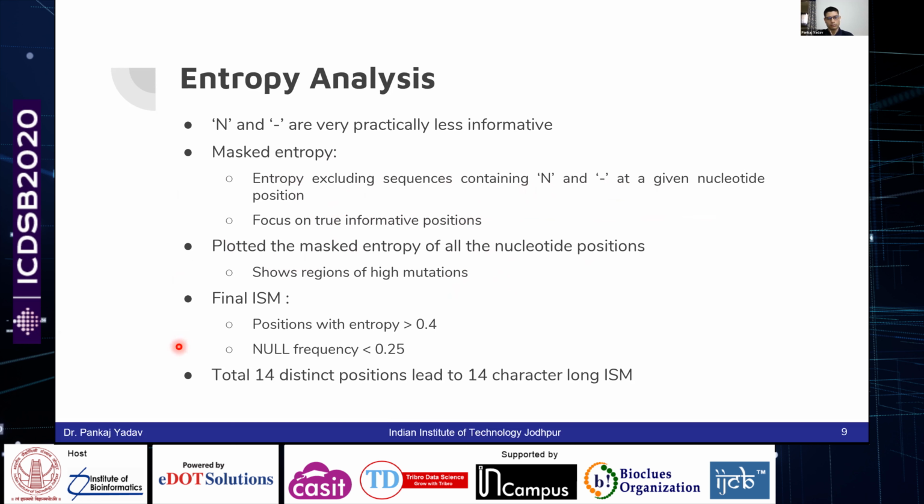So there are two criteria that we adopted to take ISMs for final consideration. First, positions with entropy greater than 0.4 were taken, whereas the other criterion is that null frequency less than 0.25 was considered. So these are the two criteria for a position to be included in our ISMs. We got around 14 distinct positions, which leads to a 14-character-long ISM.